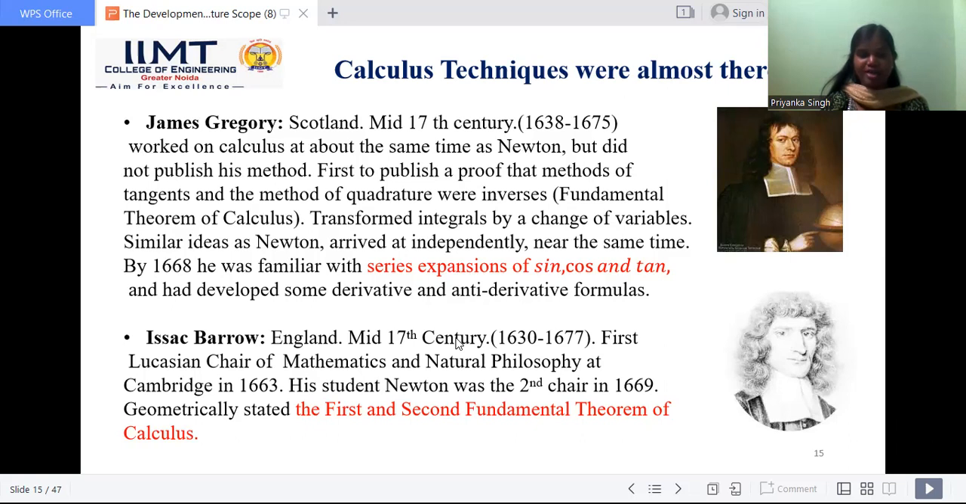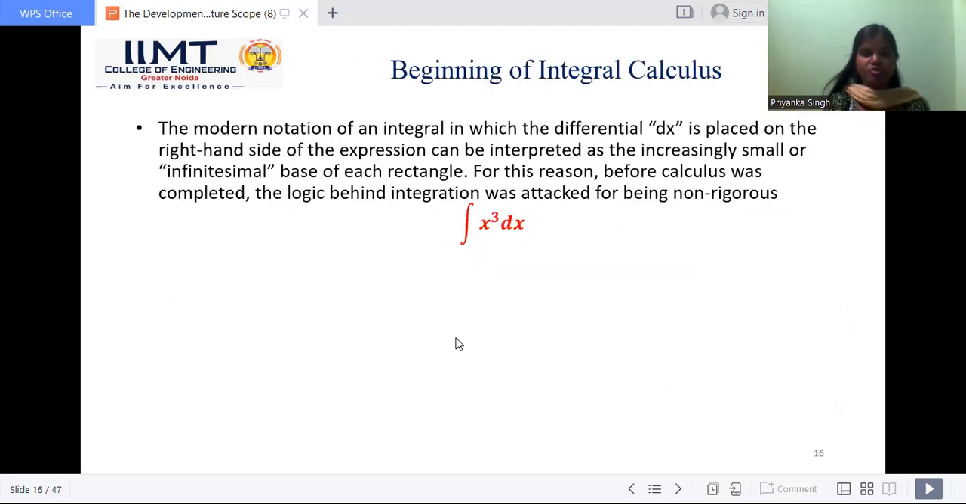Barrow was the first Lucasian Chair of Mathematics and Natural Philosophy at Cambridge in 1663. His student Newton was the second chair in 1669. Barrow's geometry stated the first and second fundamental theorem of calculus.